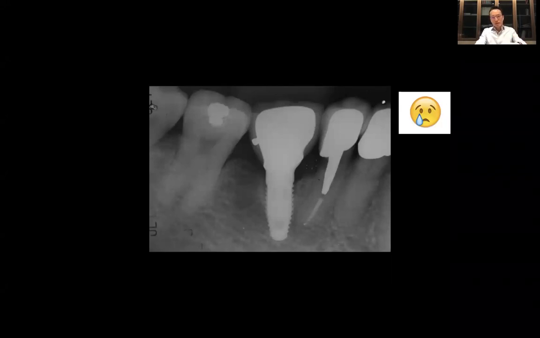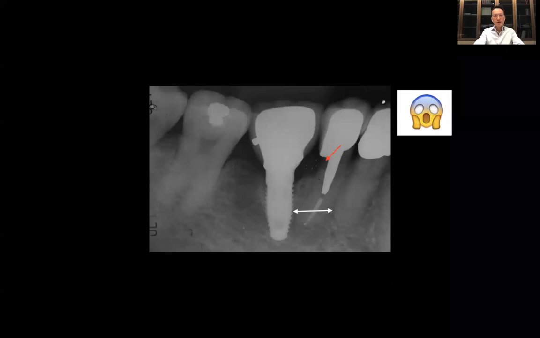But some of you probably noticed, later on this patient came back and he had developed a big recurrent caries in this premolar here. And now this tooth becomes non-restorable. I have to take this tooth out.